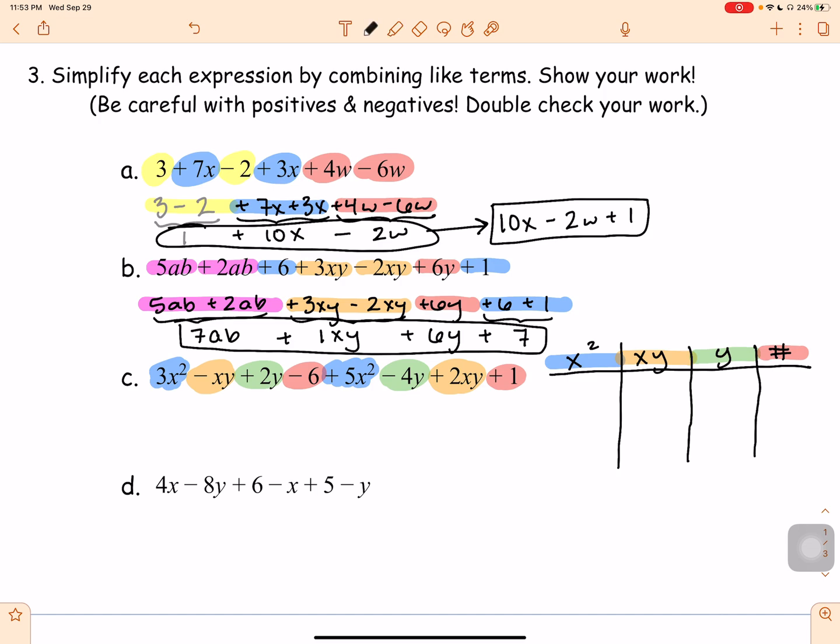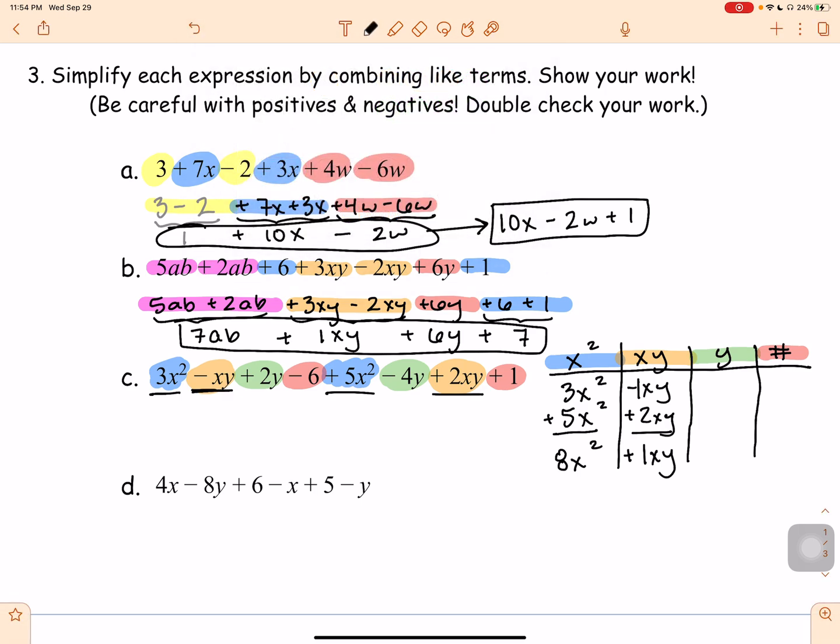Okay. So then what she did was she looked for the blue terms, right, the x squared terms. So we had 3x squared plus 5x squared. And that gave her 8x squared. And then she looked for the xy. So we have negative xy plus 2xy. Negative xy is just negative 1xy. So negative 1 plus 2. That is the same as positive 2 minus 1. So that just gives us a positive 1xy. Or you can just write plus xy.